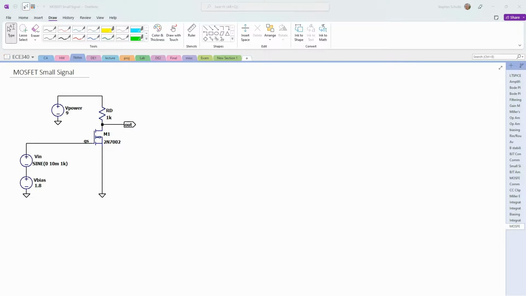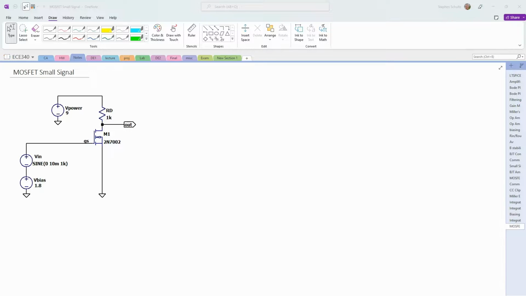In this video, I want to derive what's called the small signal model of a MOSFET, which is just the approximation of a MOSFET so that we can use linear circuit analysis. Before doing that, we want to look at this MOSFET and analyze what its response looks like.